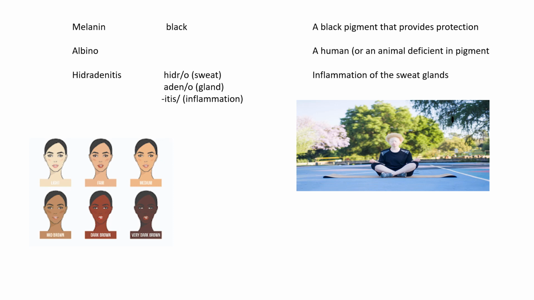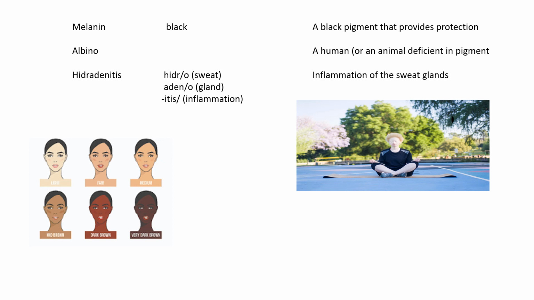On the other hand, individuals who cannot produce melanin are known as albino, as in the image here on the right. They have a marked deficiency of pigment in the eyes, hair, and skin. Pigment is defined as a substance that gives color to tissue.